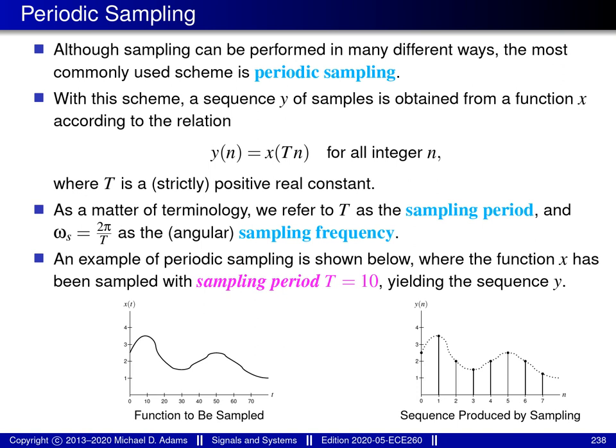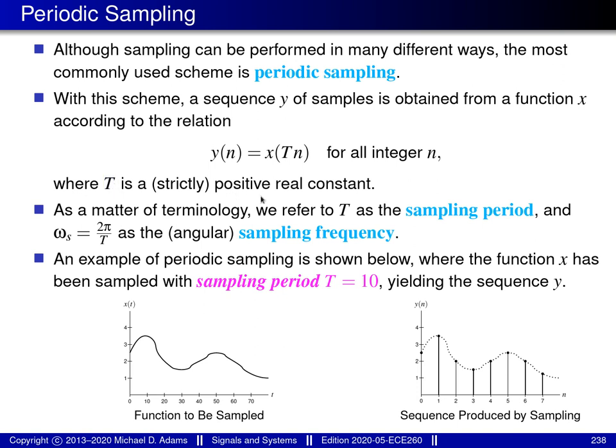Sampling can be performed in many different ways. In practice, however, the most common form of sampling is periodic sampling. With periodic sampling, a sequence is constructed from a function by evaluating the function at equally spaced points and using the resulting function values to form a sequence. Mathematically, we can describe periodic sampling in terms of an equation of this particular form here, where x is the function to be sampled, y is the sequence produced by the sampling process, and capital T is a strictly positive real constant.